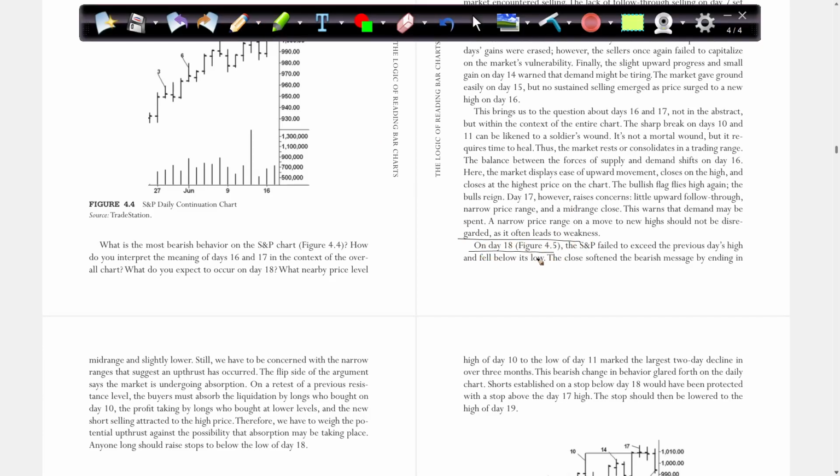On day 18, figure 4.5, the S&P failed to exceed the previous day's high and fell below its low. The close softened the bearish message by ending in mid-range and slightly lower. Still, we have to be concerned with the narrow ranges that suggest an upthrust has occurred.